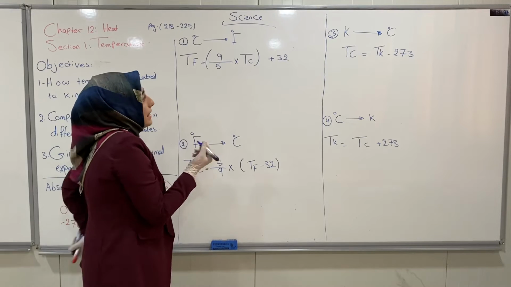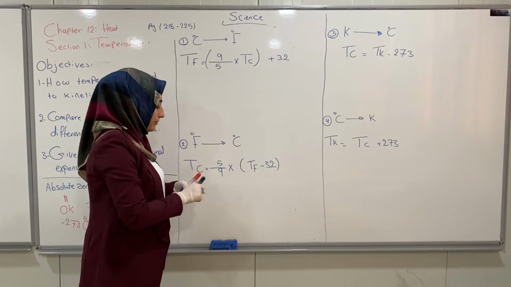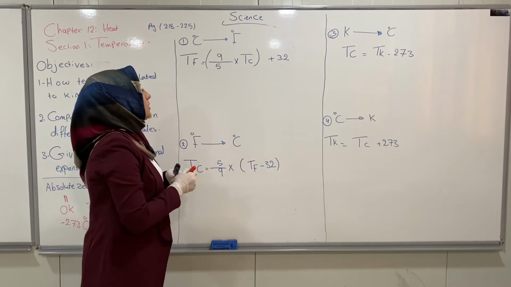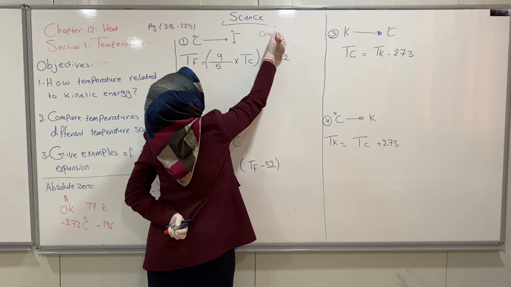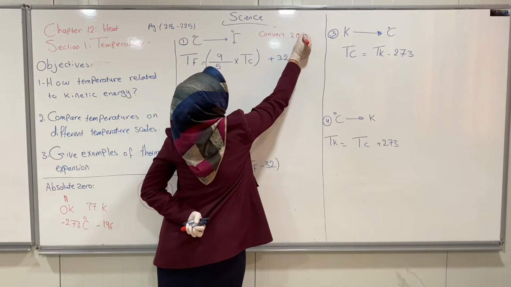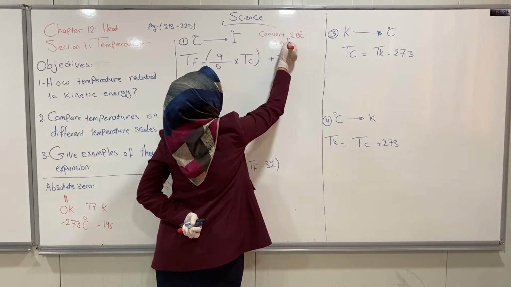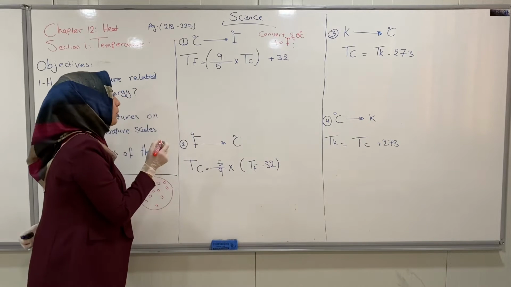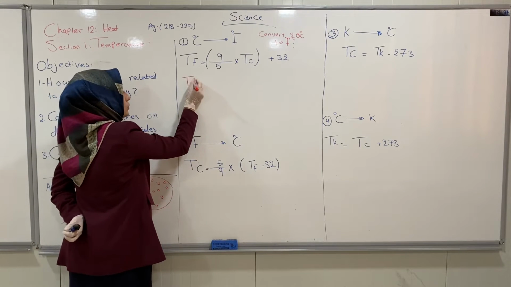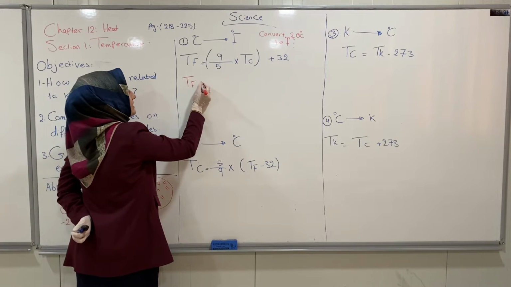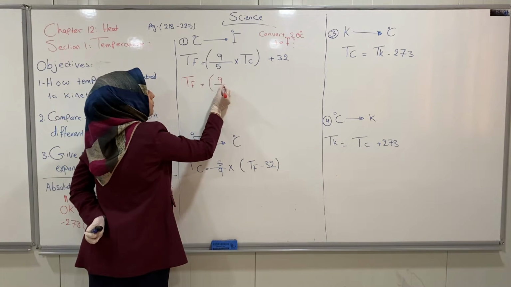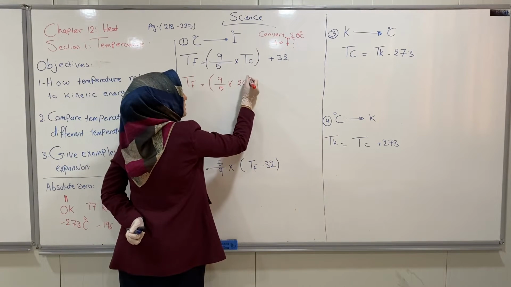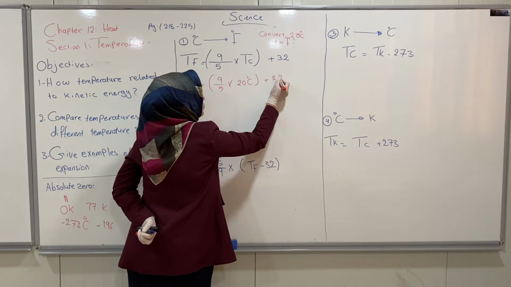As an example, we have a question which says: convert 20 degrees Celsius to Fahrenheit. Okay, so how can we solve this problem? We write the temperature of Fahrenheit equals 9/5 multiplied by the temperature of Celsius. We have 20 degrees Celsius, plus 32.